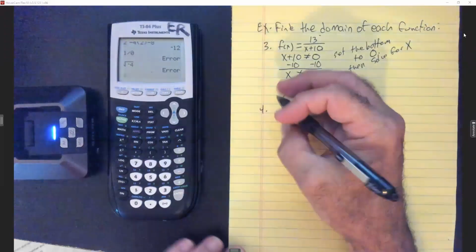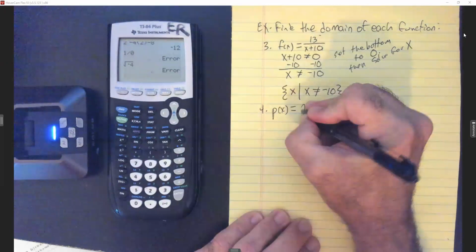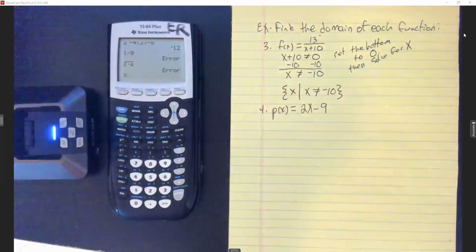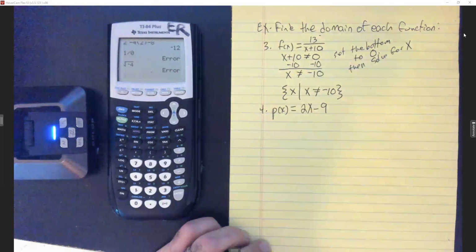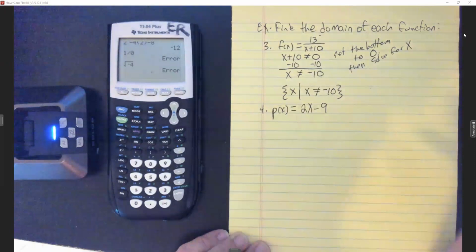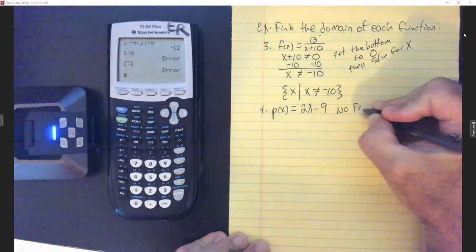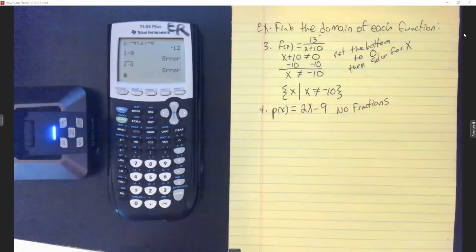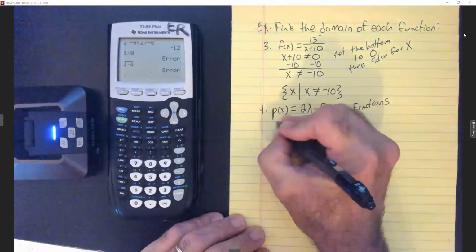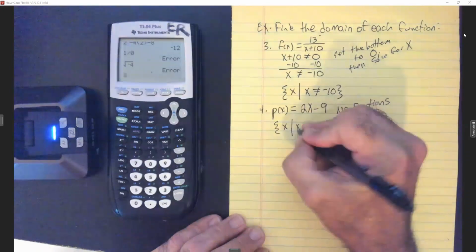P of X equals 2X minus 9. Well, guess what? There's no fractions here. And we know there's not going to be any radicals yet because we ain't even messed with radicals. So since there's no fractions, this one works for all real numbers. So you would have X such that X is a real number.